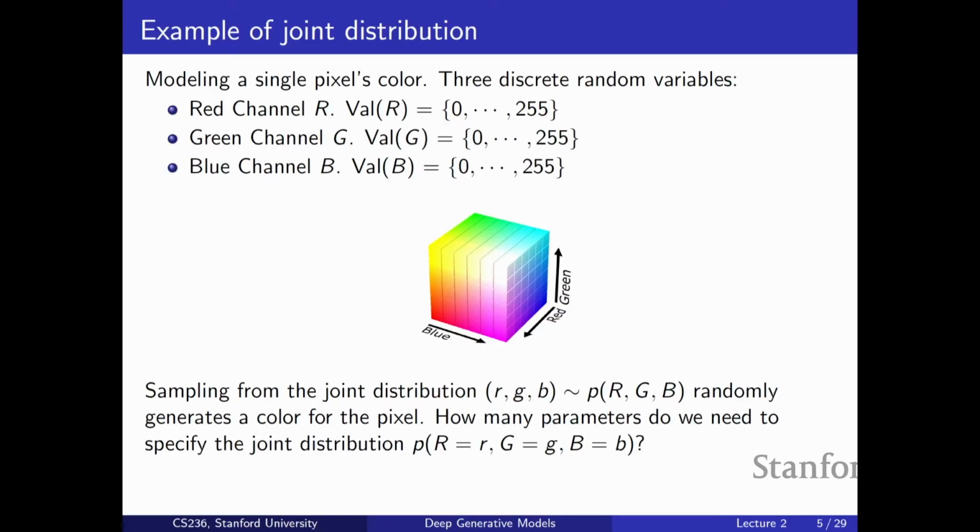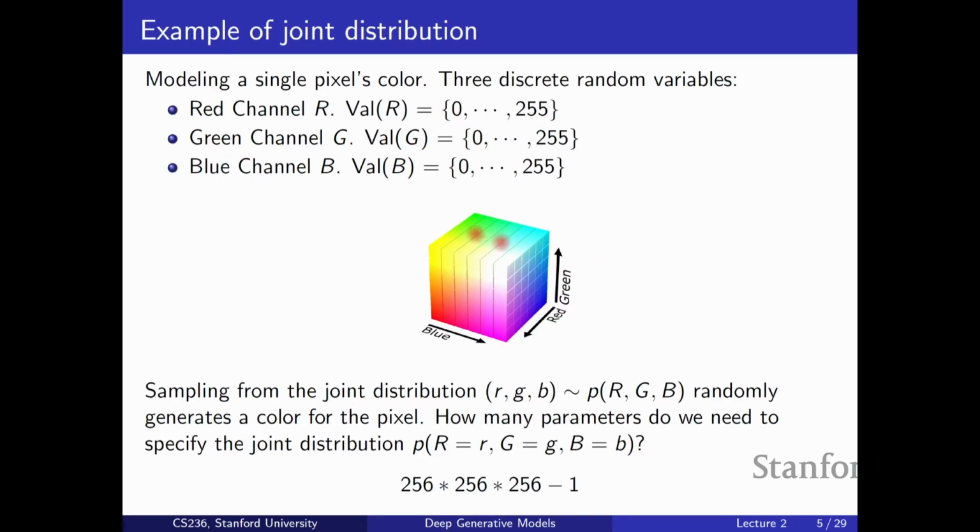Three parameters. Other guesses? How many different things can happen here, right? There are basically 256 times 256 times 256 different colors that we're able to capture. And so if you want to be fully general, you have to specify a probability for each one of them.